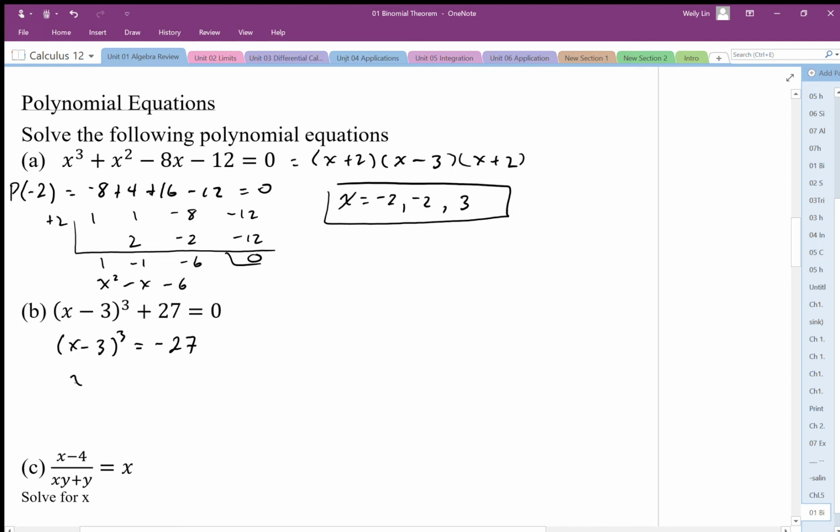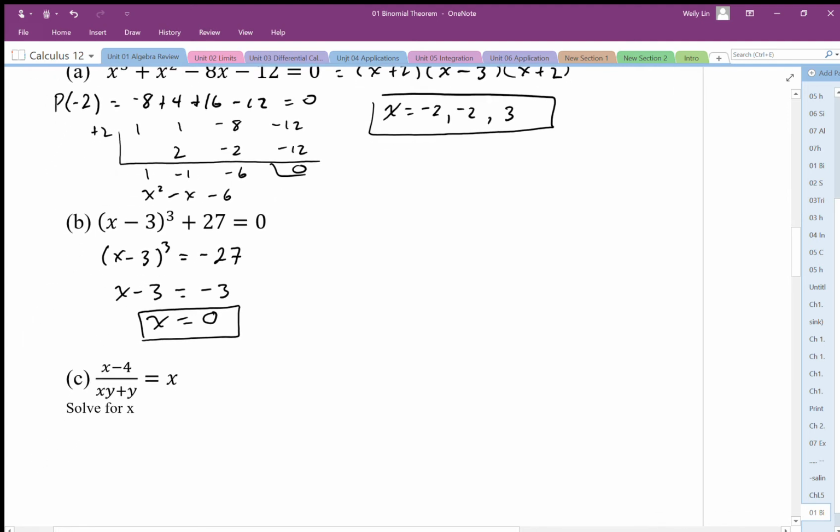So we end up with x minus 3. The cube root of -27 is -3. So we can solve for this as x equals 0. Okay, so x equals 0 represents the solution for this equation.